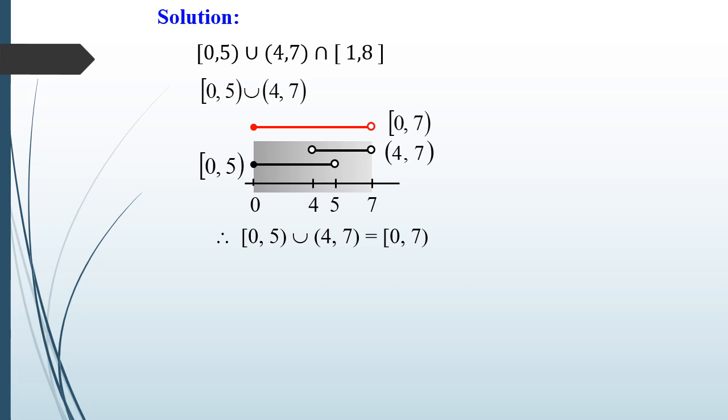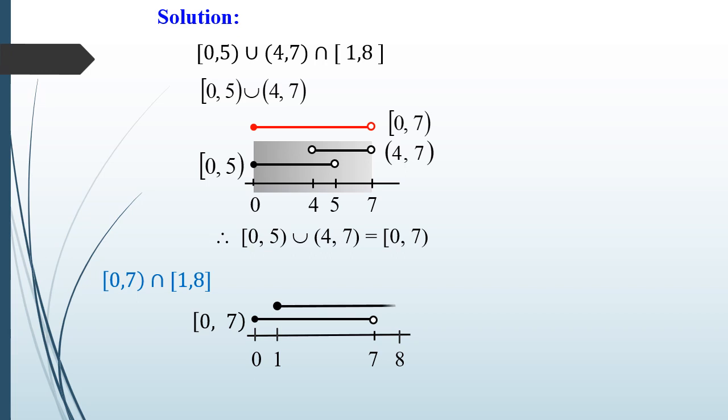And then we continue with the next operation, which is intersection with 1 to 8, closed interval. So we draw another line. We have 0, 1, 7 and 8. Label it increasingly. From 0 to 7, semi-open interval, and from 1 to 8, closed interval. So where is the intersection? The part that is on both sides. So we have 1 to 7.